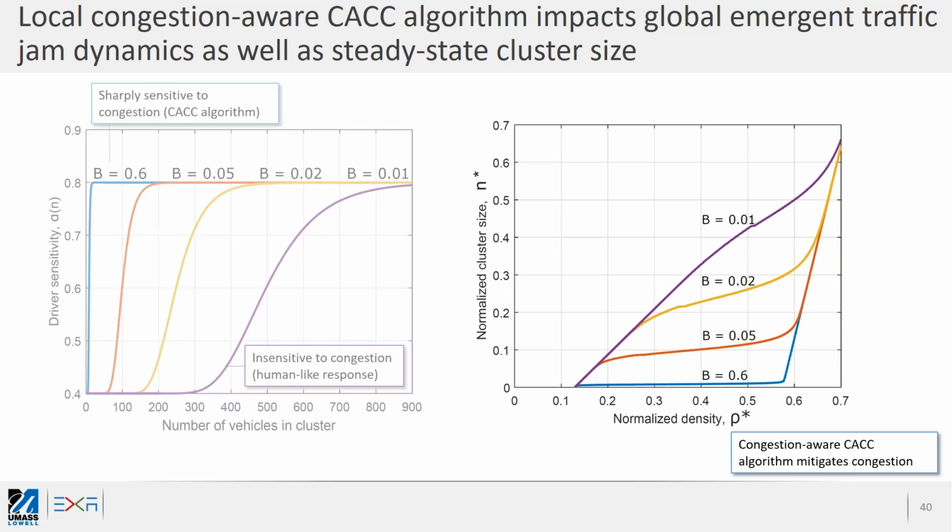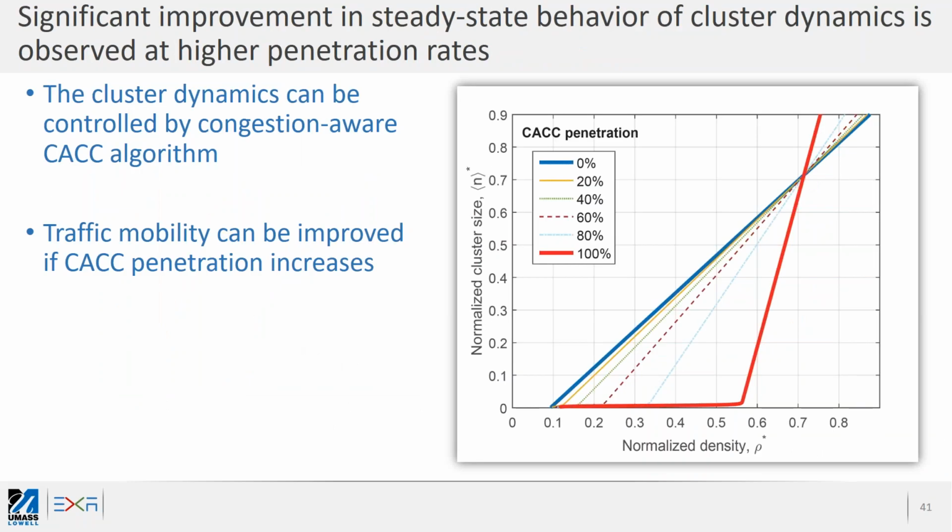So what we see on the right now is the size of the traffic jam as a function of density. The purple shows the typical size of traffic jam as it grows with density for human-driven vehicles. But if we have the congestion-aware connected adaptive cruise control algorithm, the blue line with b equal to 0.6, what we see is even as the density rises, the size of the traffic jam remains really small. And it's only after the density reaches a really large value, 0.5 or beyond 0.5, that the traffic jam begins to form, right? So this shows that with our congestion-aware algorithm, we can reduce the size of the traffic jam in this scenario.